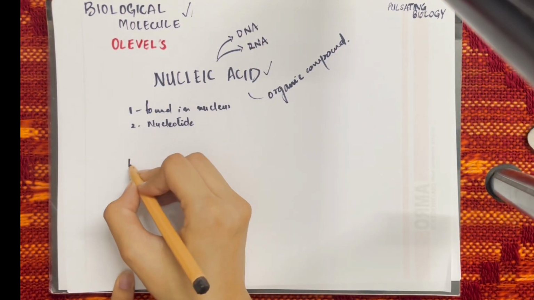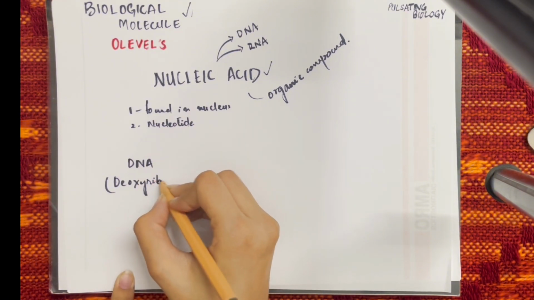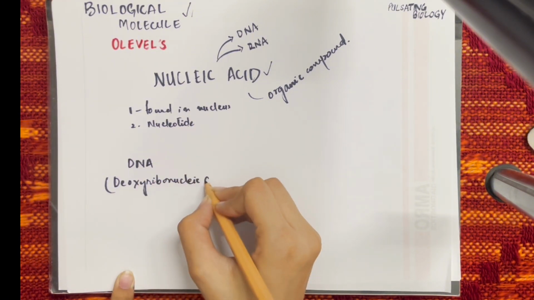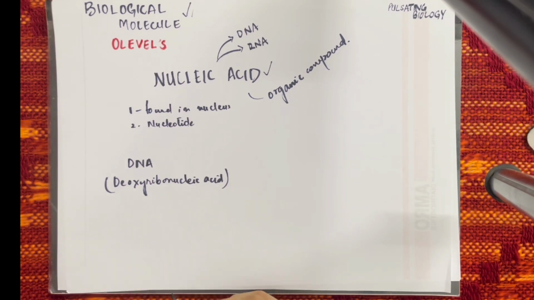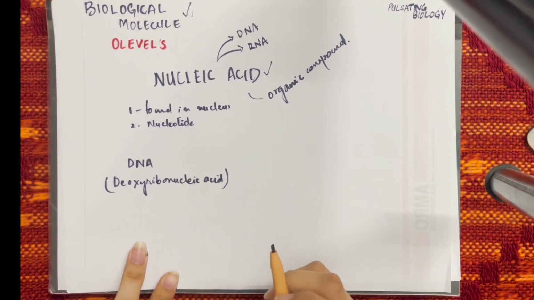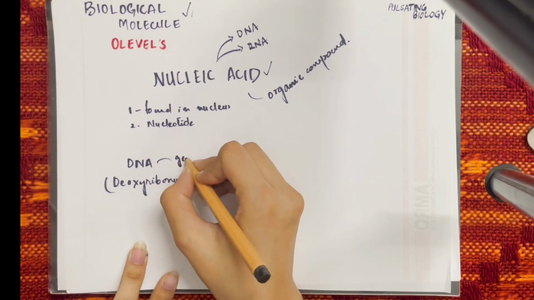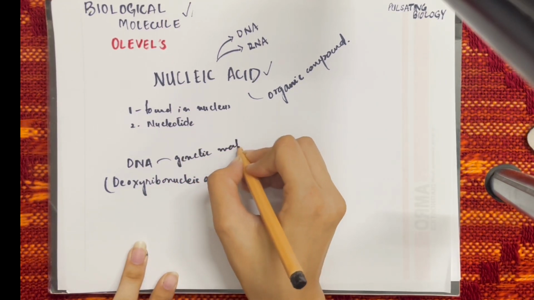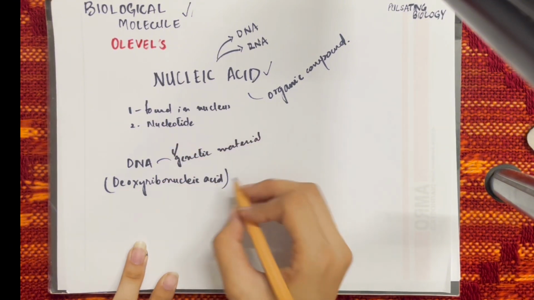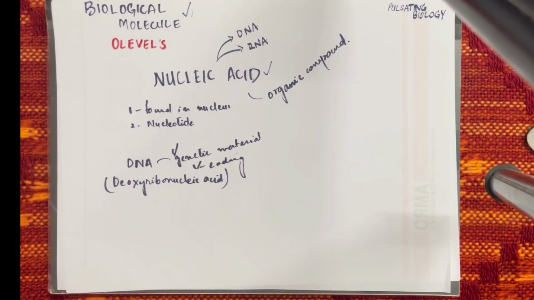The DNA stands for deoxyribonucleic acid, whereas the RNA stands for ribonucleic acid. DNA is basically a genetic material that helps in inheritance. It also helps to make protein. Basically, it helps in the encoding and decoding of a protein. It is a genetic material and also helps in the coding of the genetic material that transfers from one generation to another. Now, this is what you need to know about the DNA.